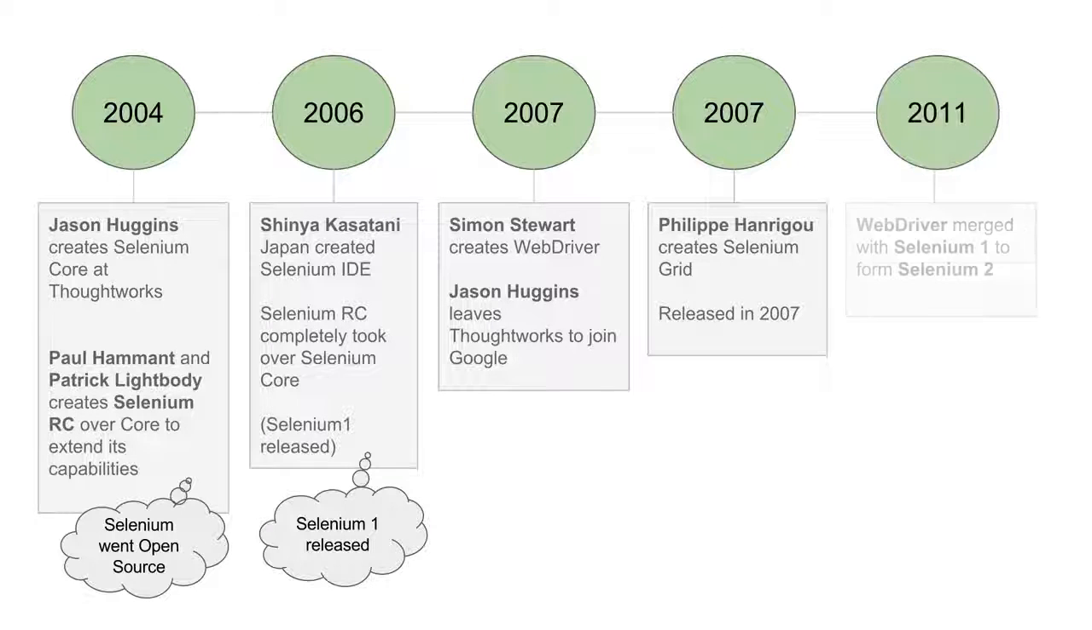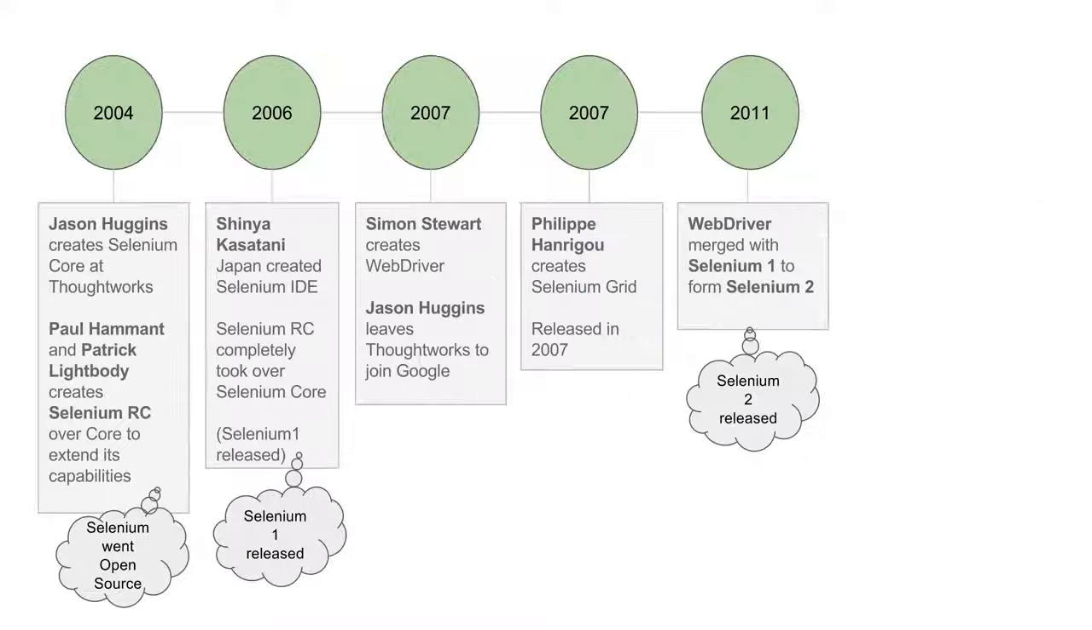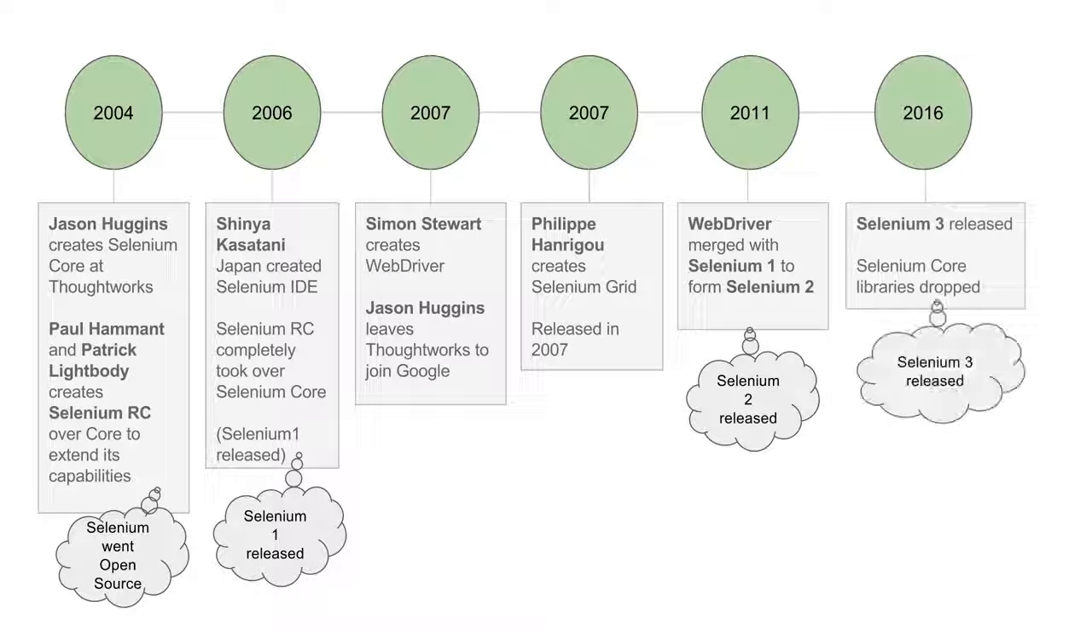And then in 2011, we had Selenium 2 coming into the picture, where WebDriver was merged with Selenium 1. Also, the latest release of Selenium is Selenium 3, where the core libraries were dropped. So this is, in a nutshell, the history of Selenium for you.